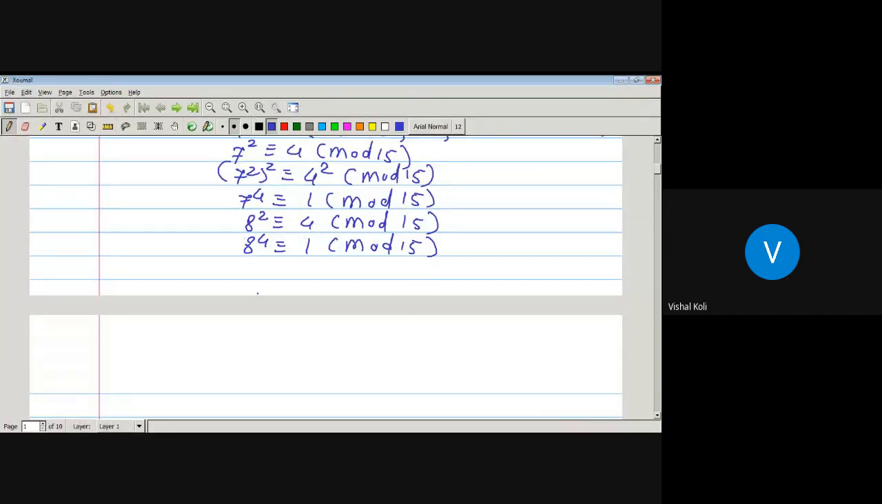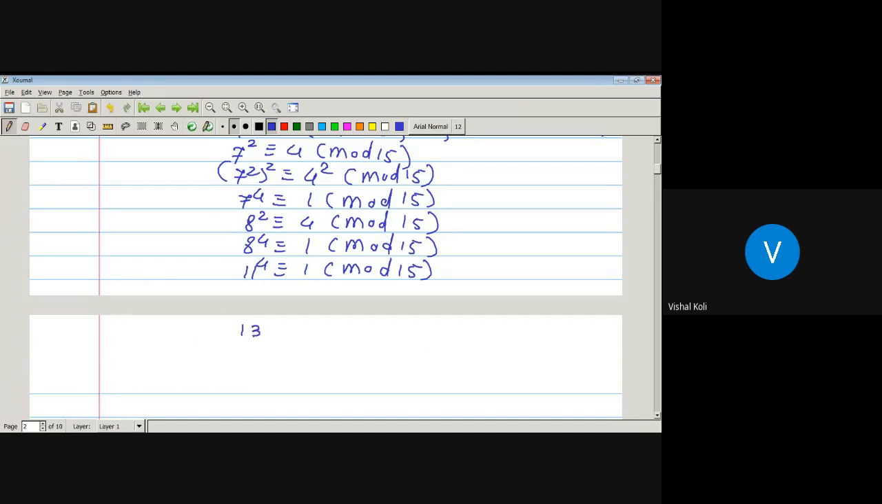Now the next integer will be 11. What is the value of 11 squared? 121. And over modulo 15, what is the value of 121? 1. 11 squared is 1. It means 11 raised to 4 is again 1 squared, which is 1. 11 raised to 4 is congruent to 1 modulo 15. Then 11 is also not a primitive root of 15.